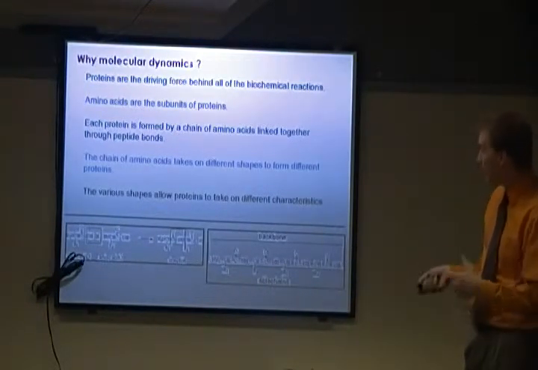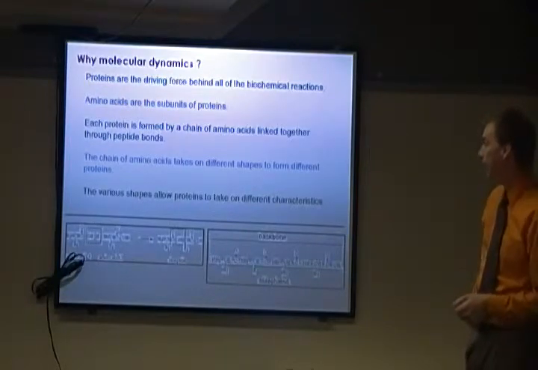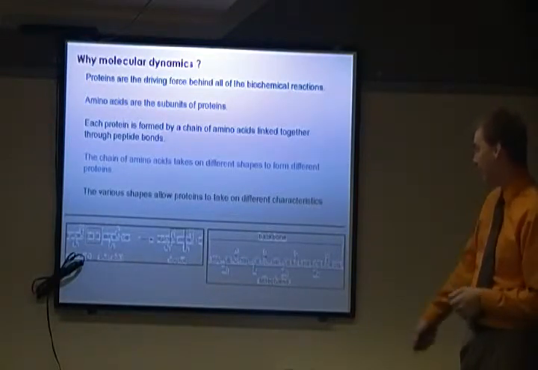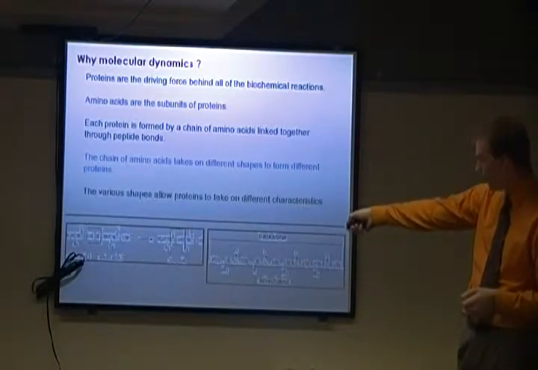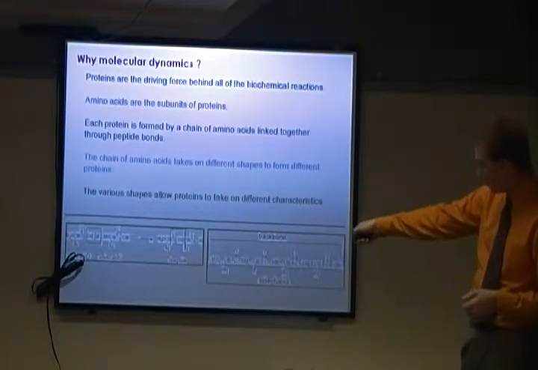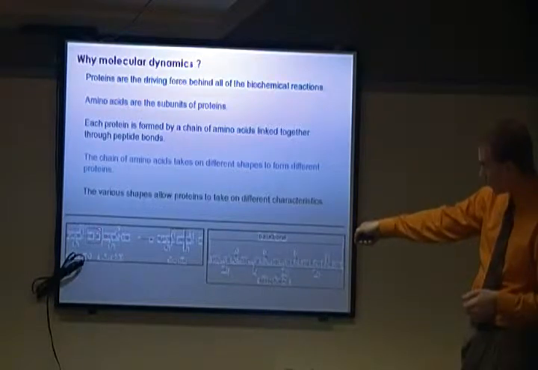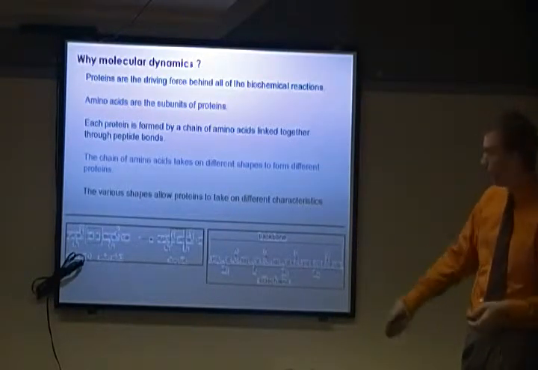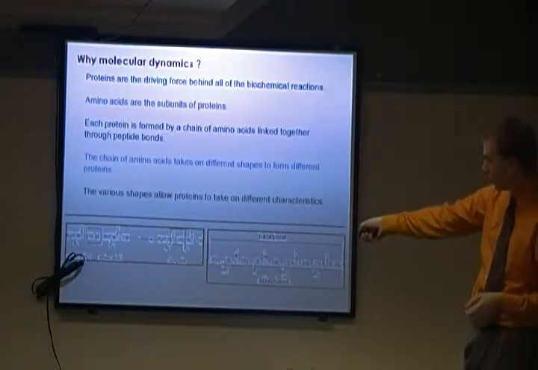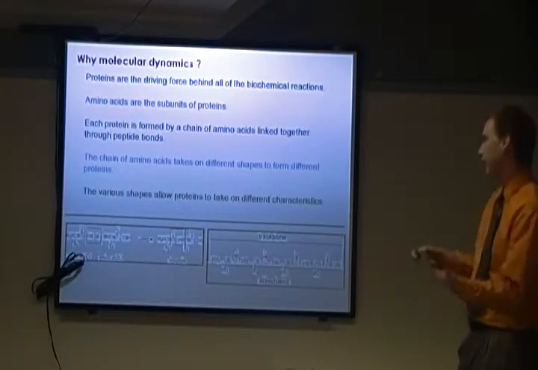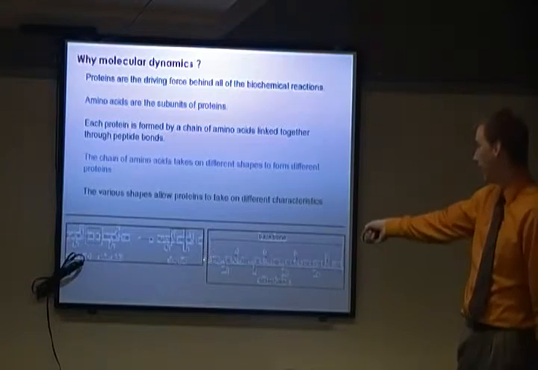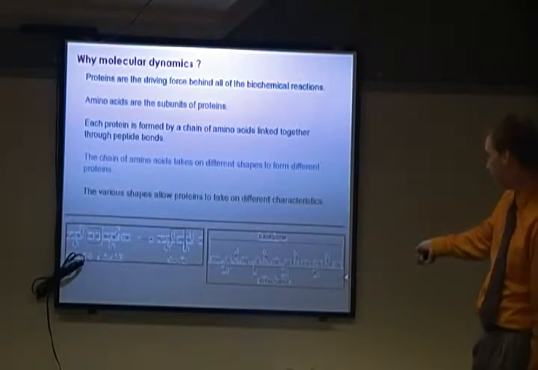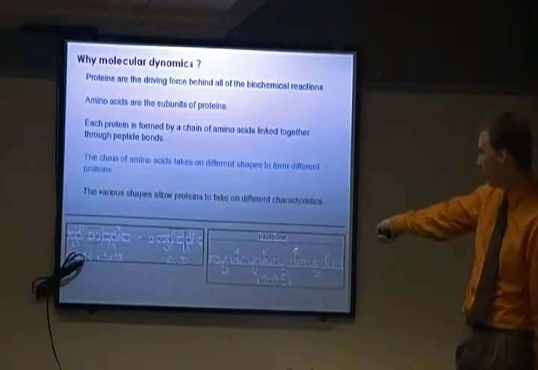The chain of amino acids can take on different shapes, and those various shapes allow the proteins to take on different characteristics. Here on the bottom, I simply have an illustration of two amino acids interacting with each other. Whenever an amino acid reacts, it always has a byproduct of water, H2O, and then it will create what is called a dipeptide. Many dipeptides come together to create a protein, which is illustrated here as a side chain or the backbone.